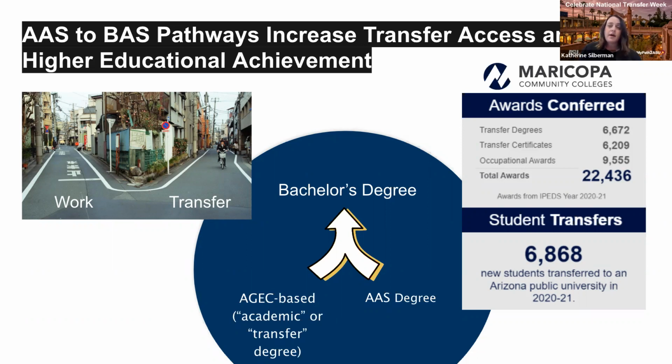But look at that number on the occupational awards. That includes associate in applied science degrees and certificates of completion. So those are occupational CTE programs. And that's a lot of students, way more than the transfer degree number of students who are potential AAS to BAS transfer students. And so I think there's a lot of untapped area to cover that we can address with this great pathway. And so let's go ahead and go to the next slide.